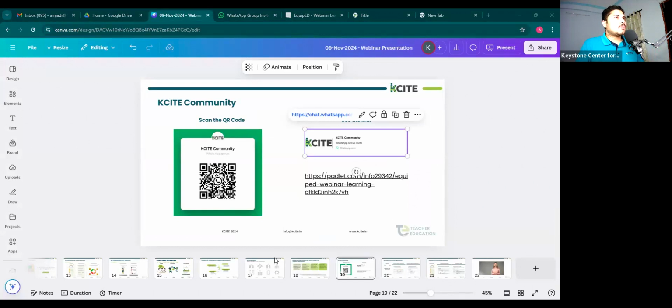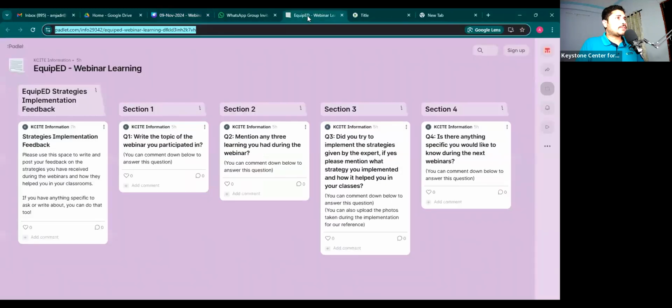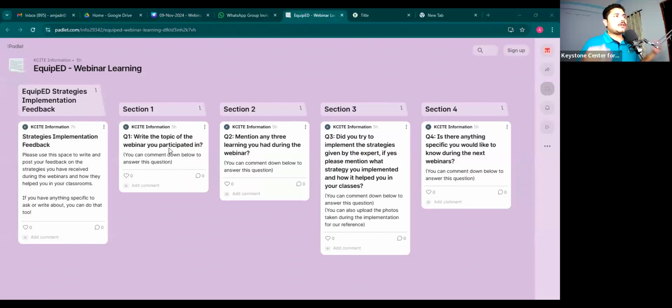Please use this Padlet, and people who are joining for the second time and the third time, here are quick questions for you. When you come to this site, we just want to understand whether our strategies are helping you or not, and how you are implementing them. In the next 5 minutes, please comment here. The first question: write the topic of the webinar you participated in. If you are joining for the first time and want to do it, you can, but you have time now.